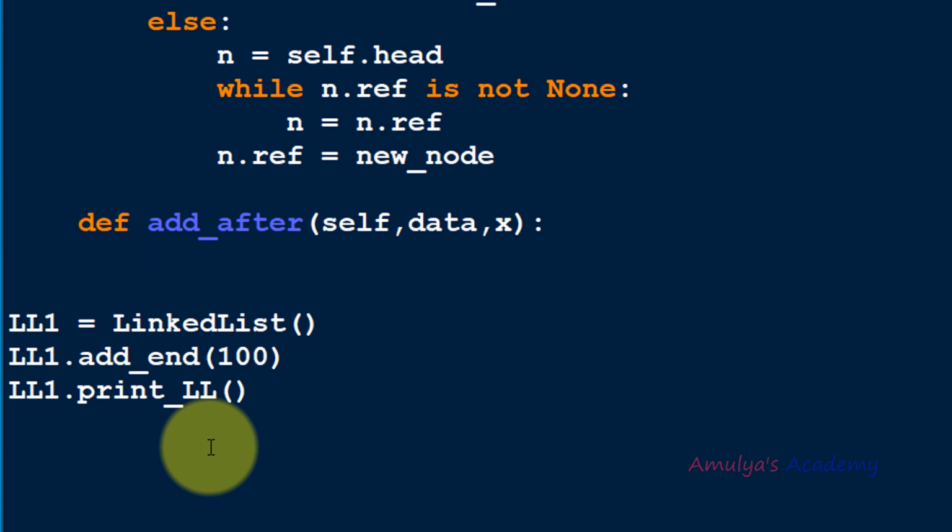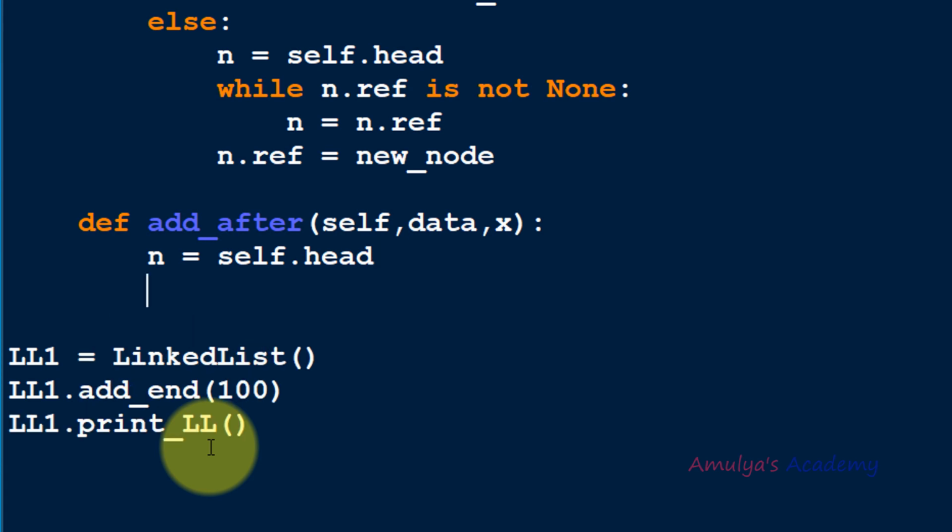So for that, first I'll take n is equal to self.head. Whatever reference is stored in head, I'll assign that to n. That means the first node of the linked list is n now. So n.data is nothing but the data of the first node, and n.reference is nothing but the reference stored in the first node.